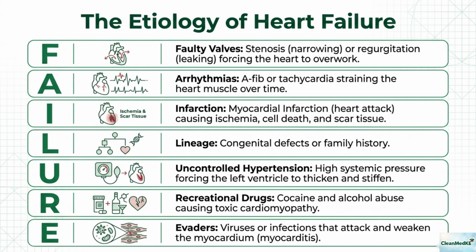I is for infarction, where a heart attack leaves behind non-functional scar tissue. L is lineage, covering congenital defects and family history. U is uncontrolled hypertension, the silent driver of wall thickening. R represents recreational drugs, specifically cocaine and alcohol, which are toxic to the myocardium. And E represents evaders, viruses like myocarditis that attack the heart muscle directly.